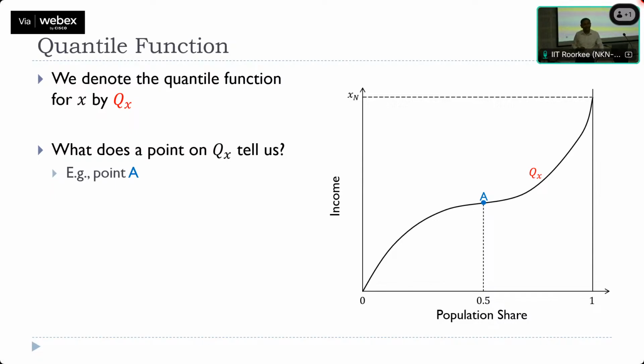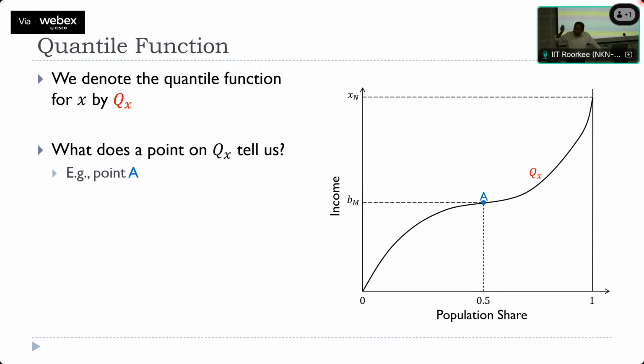A quantile function gives us different percentiles. So what it is asking here is what income you should have on the vertical axis below which the income of the 50% of the population lies. That's what it answers. So BM is that income below which income of the 50% of the population lies. That is also the income above which the income of the rest of the 50% lies. That's what a quantile function is.